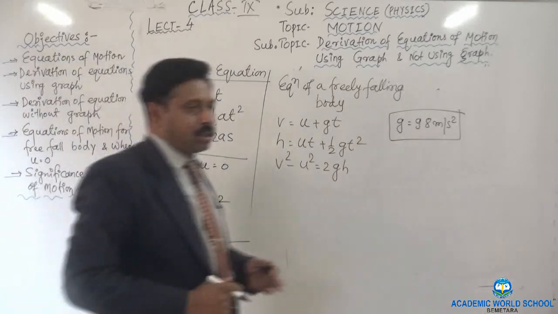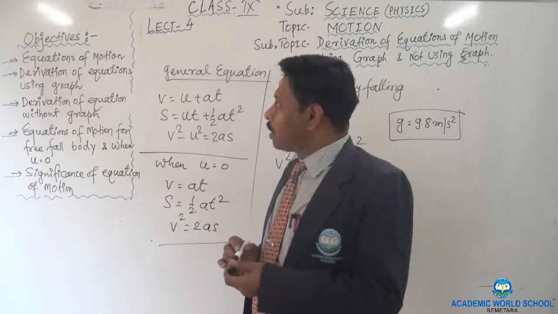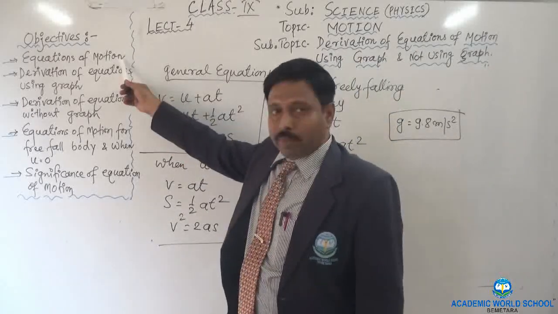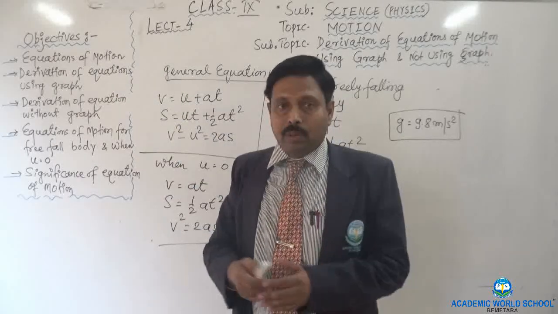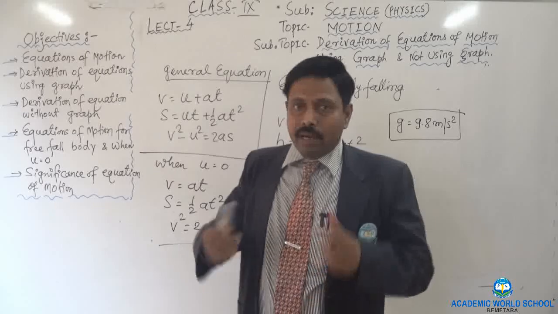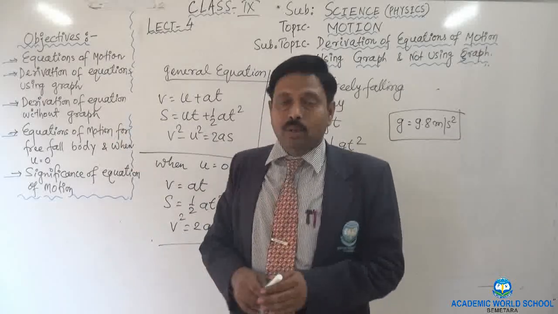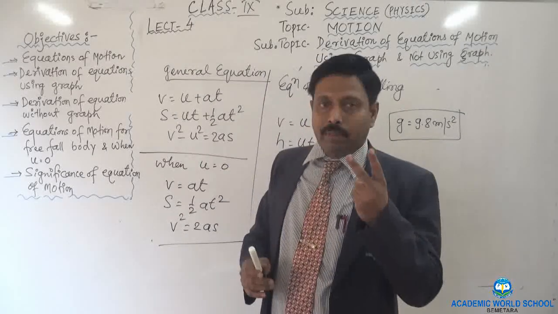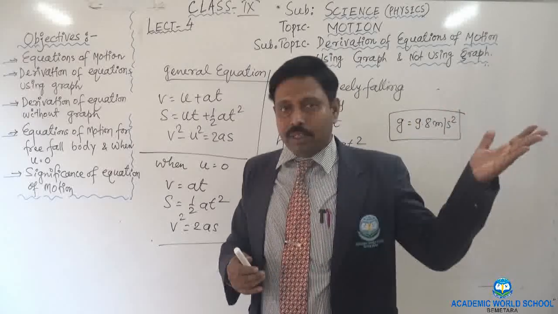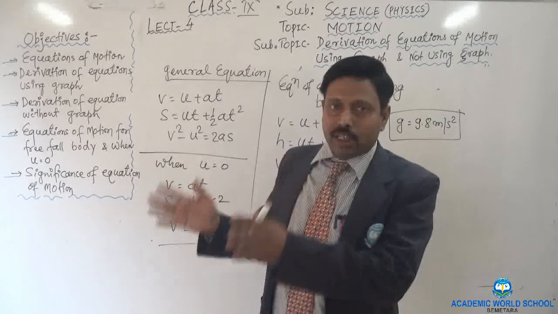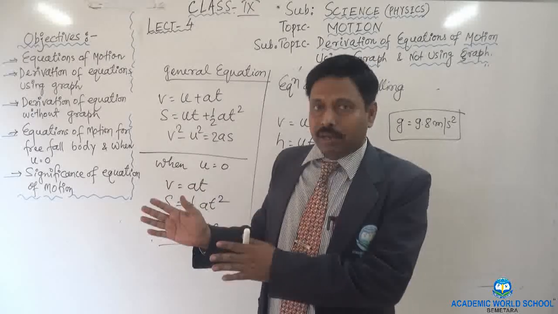Well, right now I want to recapitulate whatever I taught you today. First of all, I told you the equations of the motion, and second I told you how to derive the equations using the graphical method. Next I told you how to derive the equations without a graph. I also told you two methods to derive the second equation. In the first I have taken the area of the trapezium, in the second I have taken the addition of the area of the triangle and the area of the rectangle. Do remember, do practice according to that.